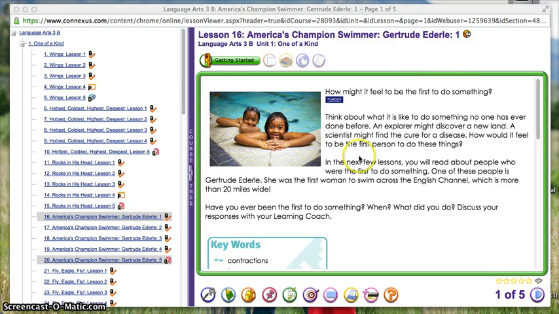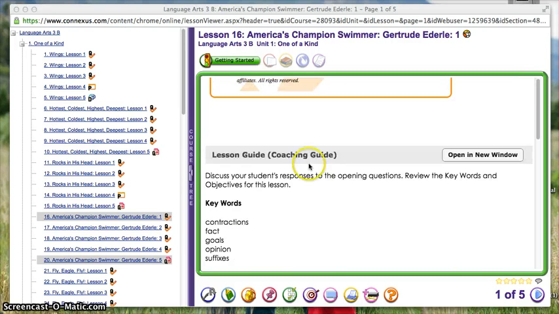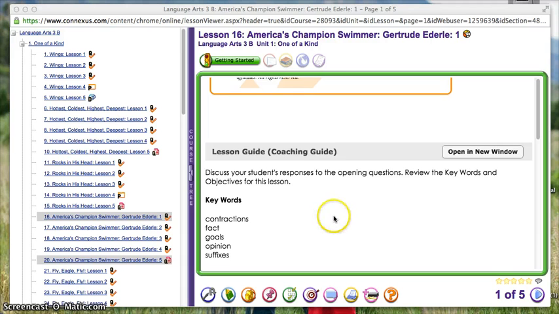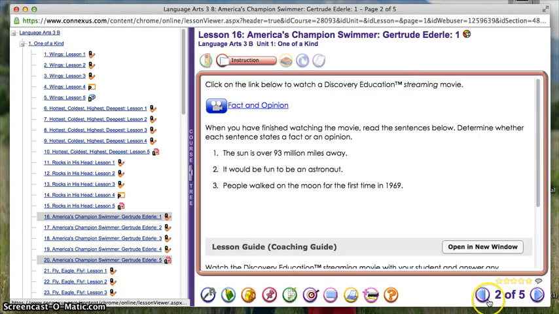I just went ahead and went into this unit and this lesson. This is a language arts lesson for third grade, and it goes through a brief opening and introduction for the unit, some keywords, some objectives, and then down here is where the lesson guide, usually the parent or an adult working with the student, has more information to help them teach their student. They'll go through one slide and then the next slide.